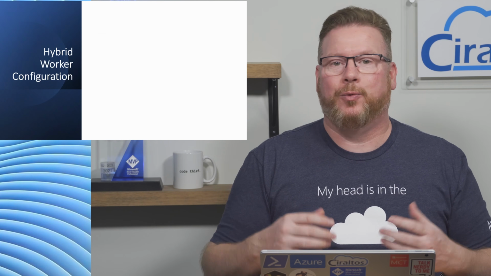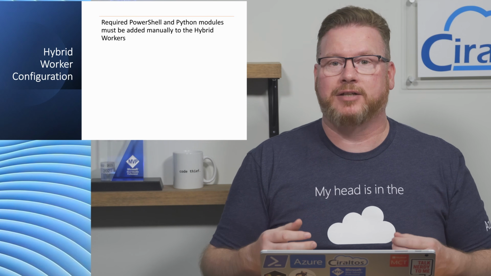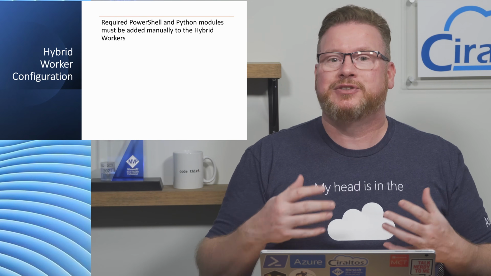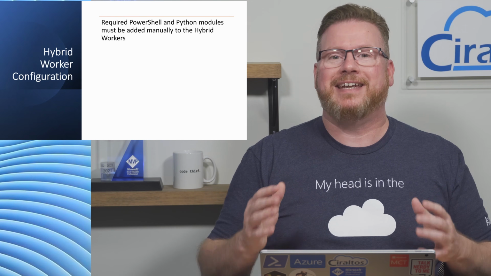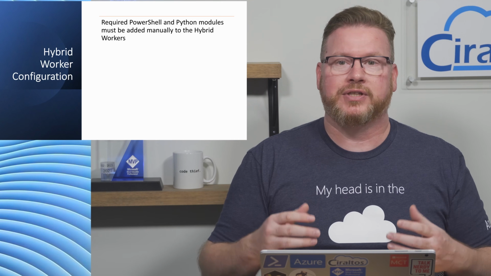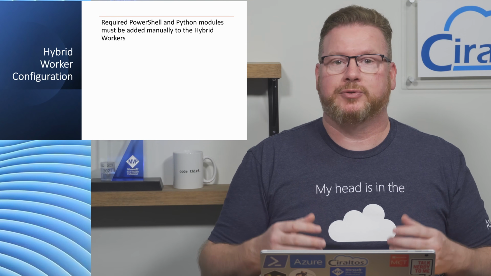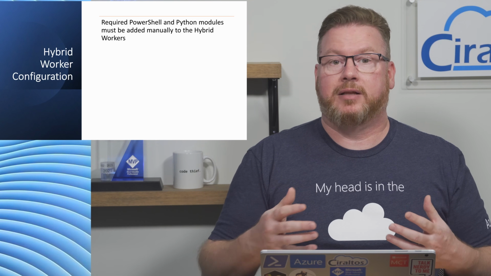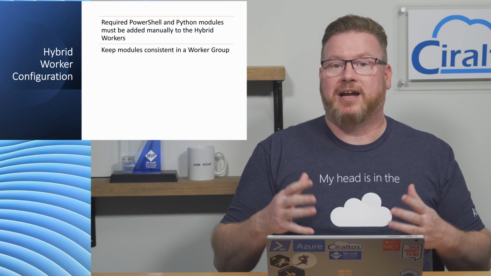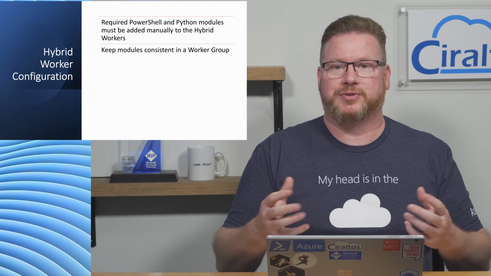One important thing to note, we can add PowerShell or Python modules to our Azure Automation account so they're available to the runbook. That doesn't extend to hybrid workers. We have to manually add the modules to the workers so that they're available to the runbook. Be sure to update all workers in the worker group so the modules are consistent.